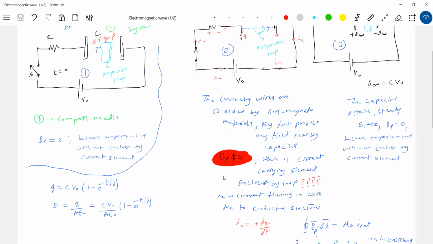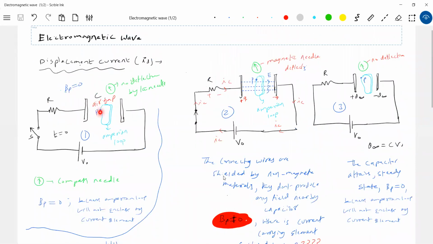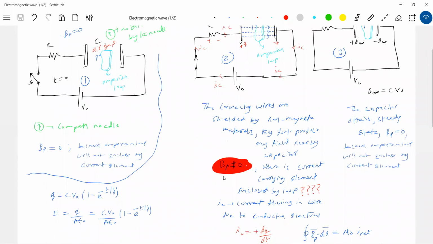Now between the plates of capacitor, what is IC? IC is zero. The displacement current in fact exists. Because of that, there's a magnetic field. Got the idea? Now let's see that. Why is the magnetic field zero there? Because there is no conduction current, no displacement current. In the first diagram, why is the field zero? Because there's no conduction current, no displacement current.